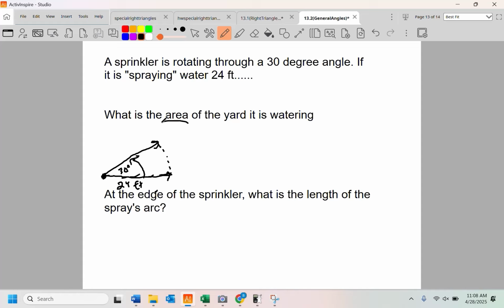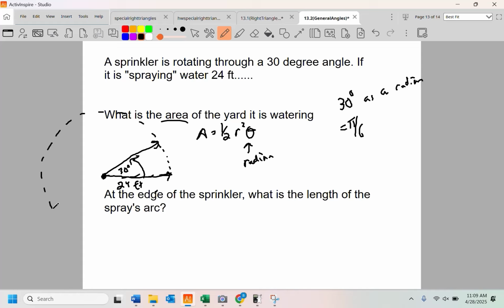Now they are asking for area. Area is 1/2 r squared theta. The disclaimer is this is a radian, okay? So 30 degrees as a radian. You've been doing your circle quizzes, so you should have memorized it's pi over 6. And then you plug in. Now, some kids struggle with what's the radius. Imagine the sprinkler went all the way around, okay? That's the radius, it's 24. So the area is 1/2 of a 24 squared times pi over 6.